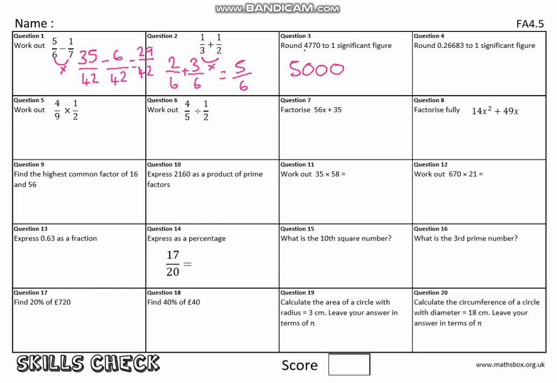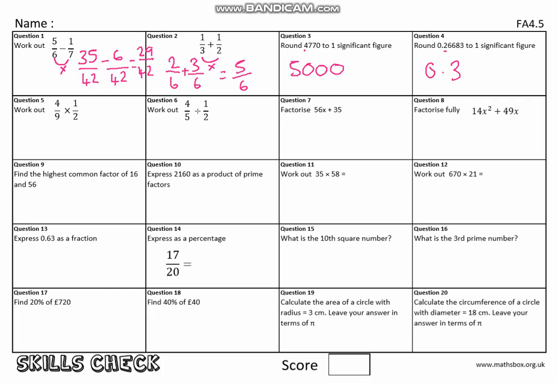Okay, now the next one is a decimal, but it's the same principle. So we've got round 0.26683 to one significant figure. So I can look at my first significant figure, which is 0.2. Now again, I look at the number next to it, which is a 6. So this time it's above 5 again. So therefore I've got to put my previous number up 1. So it becomes 0.3 to one significant figure.